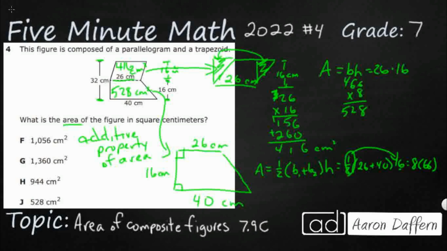Now, what I need to do is add the two. So I'm going to take my 528 and my 416 from my parallelogram. Let's add those up. And that is going to be 944 square centimeters. My answer is H.